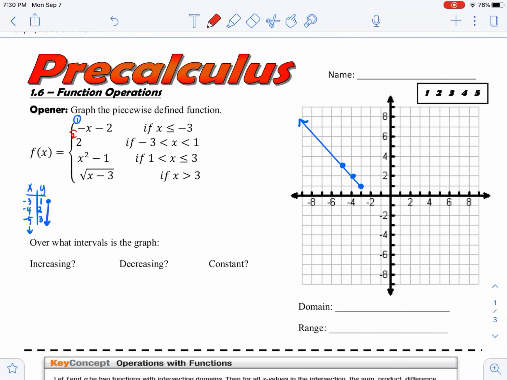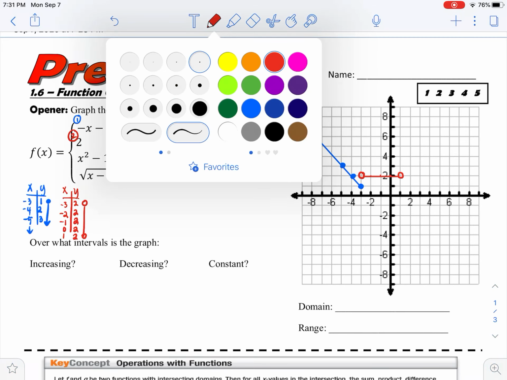Next piece. This is piece number 2. All right, table of values. I'm going to plug in -3, -2, -1, 0, and 1. -3 through 1, it says. And when I go to plug those in for x, I get an automatic output of 2. So 2, 2, 2, 2. And it goes from an open point to an open point. All right, so -3, 2, open point. Then I have -2, 2, -1, 2, 0, 2, and another open point at 1, 2. So I'm going to connect those with a horizontal line.